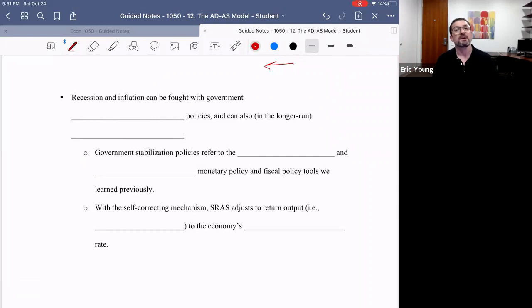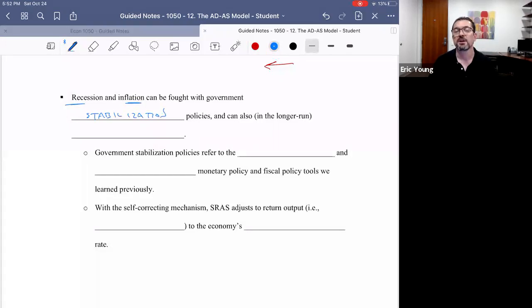And that's important because once you understand the causes, then you can reach into your toolkit and try to solve it. We've already done this for the past couple of weeks in discussing monetary and fiscal policies. You guys are aware of these tools. We call them stabilization policies. Let's now see how those tools make sense in the context of this model. So again, to recap, we know that recession and inflation are two big economic ills. They can be fought with government stabilization policies.